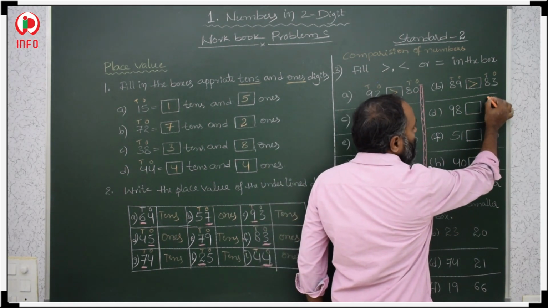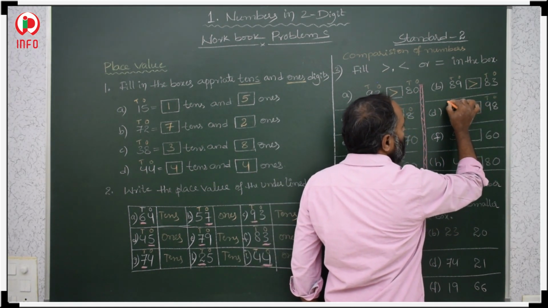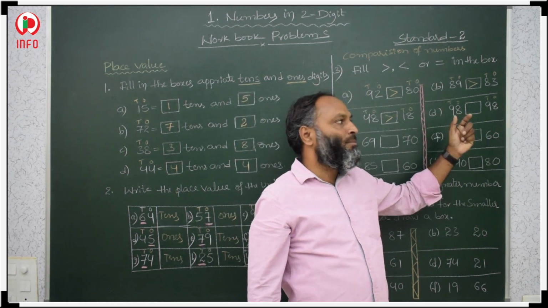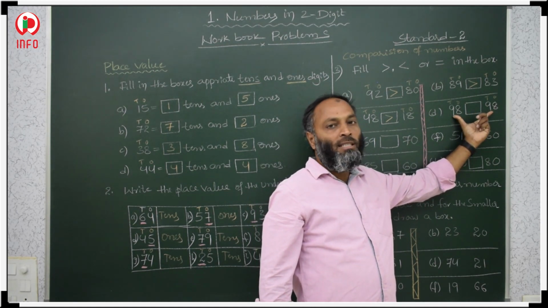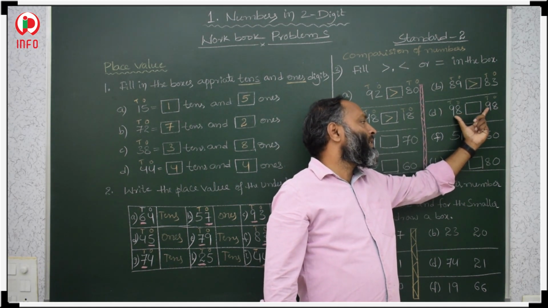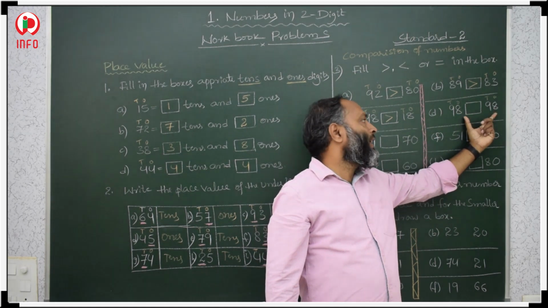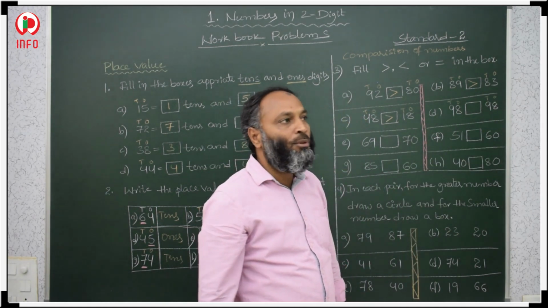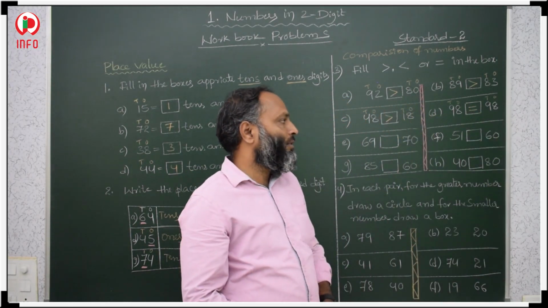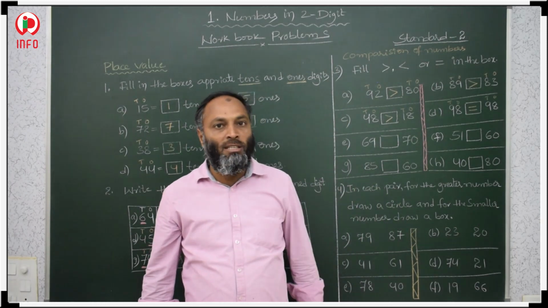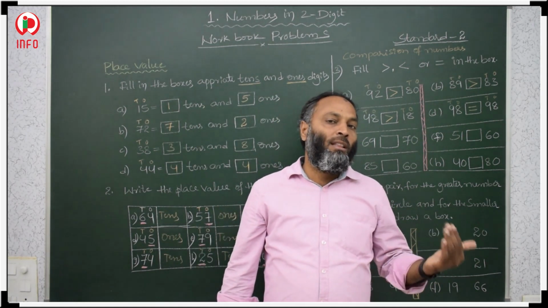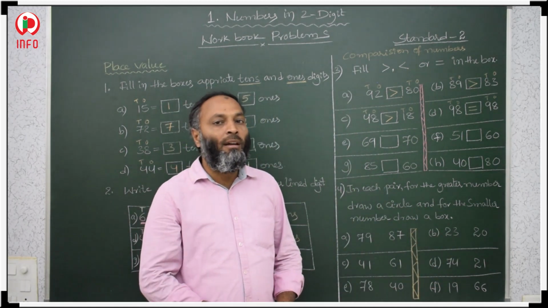Now, this is the ones place, this is the tens place, this is the ones place, this is the tens place. First we compare the tens place. 9 and 9, they are equal, the same digits. In the ones place, 8 and 8. In the tens place we have equal, and in the ones place also we have equal. So that means both the numbers are equal. When we say equal, if they have the same numbers in the tens place and in the ones place, then the numbers are equal.